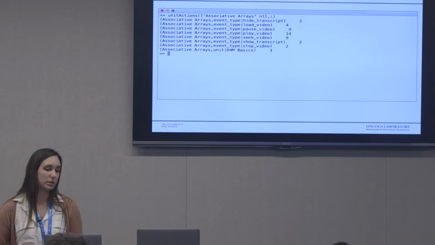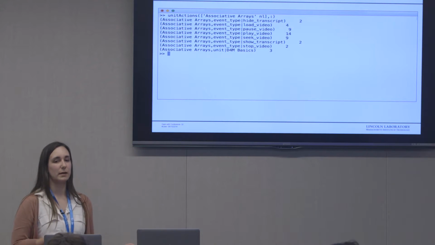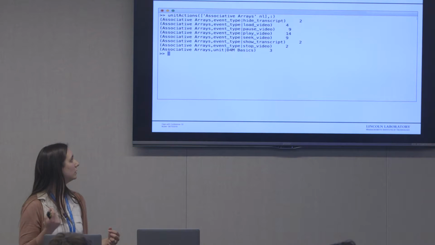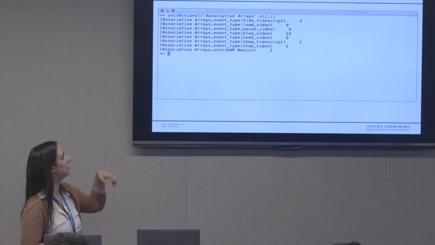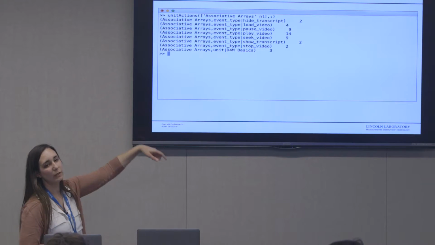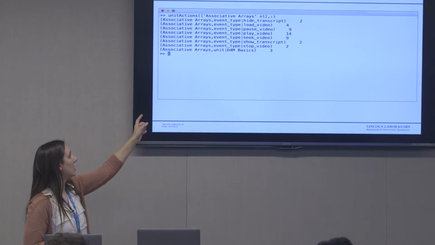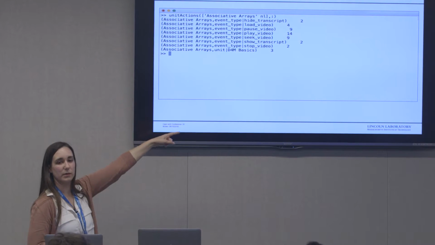Second, what actions do students take from the associative arrays unit? So where do students go from a particular unit? You can look at what actions they take. There are a lot of video events because there's a video on there. You can see they move to the Deform basics unit, which is the next unit.